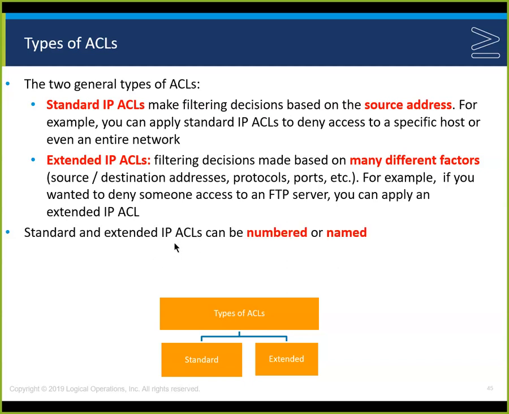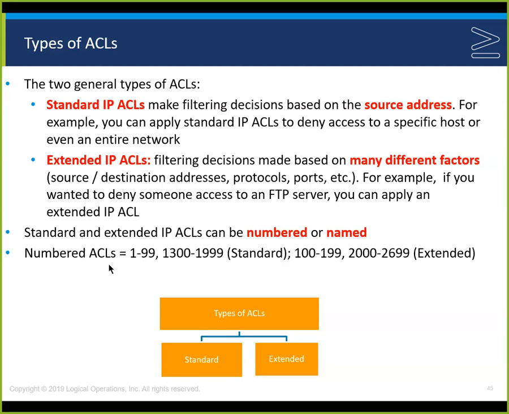Standard or extended can be numbered or named. The numbered lists are 1 to 99, and 1300 to 1999. Originally we only had 1 to 99 and 100 to 199, and then all the other protocols went away. When they went away, all of a sudden a whole bunch of numbers became available. So you can have 700 access control lists. That's a lot of access control lists, and that's just for the standard ones. You can have the same number for the extended list. So if you need a bunch of them, you can have a bunch of them.